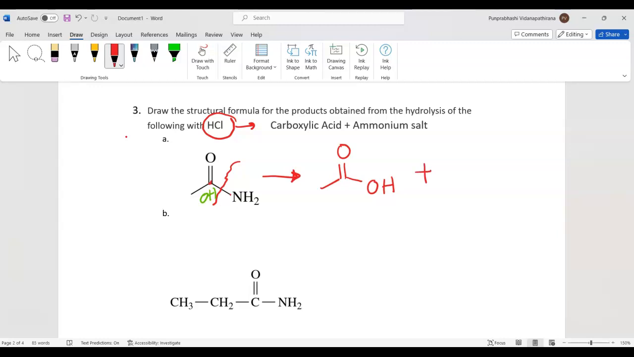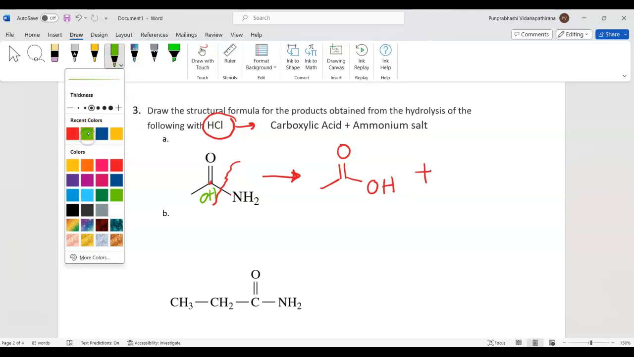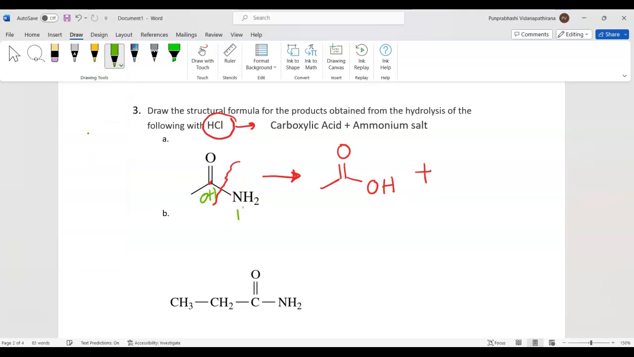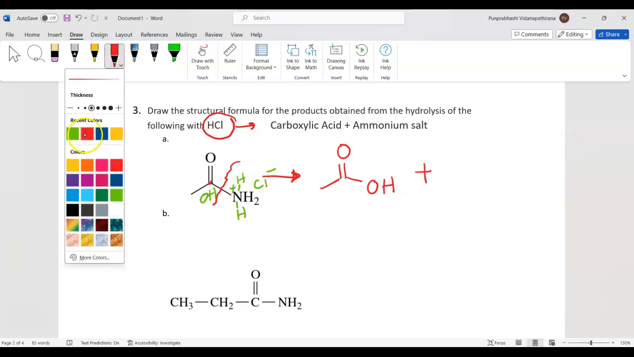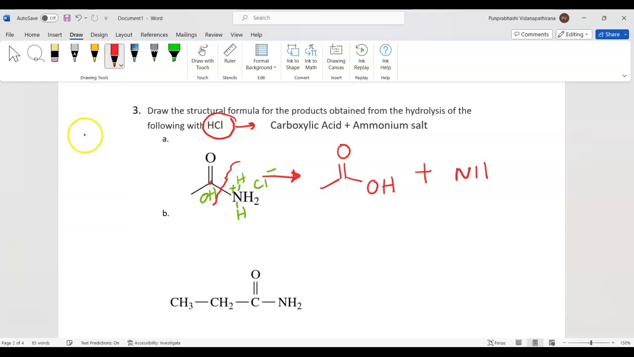And what is the ammonium salt, which forms by this one? To make the ammonium salt, I will just add a hydrogen atom and HCl. Okay, hydrogen atom to here, and then HCl. So this will make an ammonium chloride salt. So the product would be ammonium ion and chloride ion.